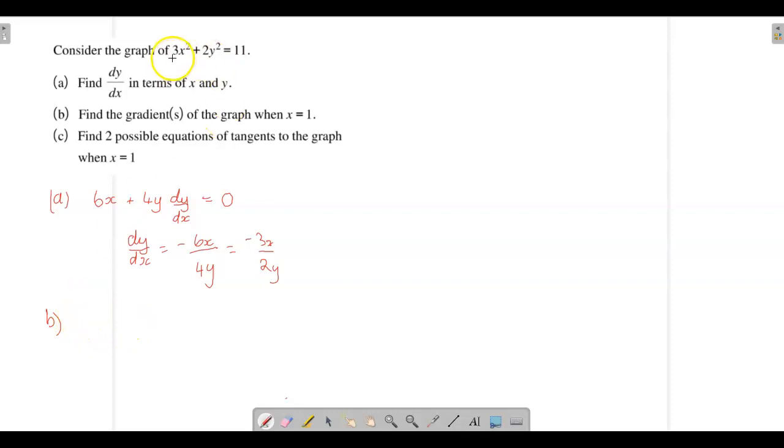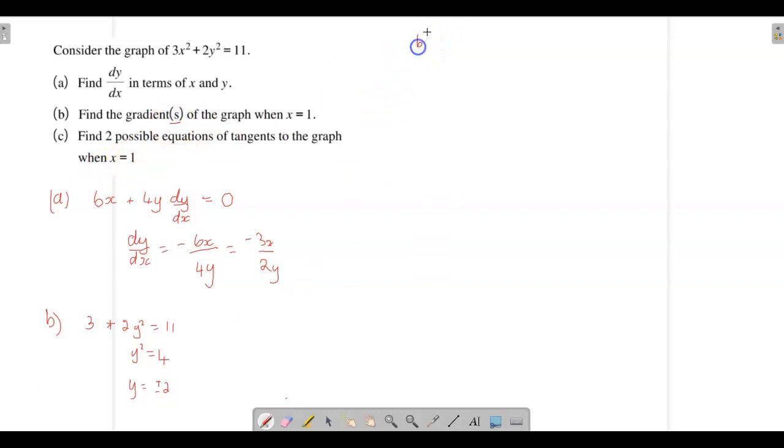So x is 1, so it becomes 3 times 1 squared, so that's quite easy, plus 2y squared equals 11. So let me rearrange this, and it's going to give me y squared. Take away 3 from both sides is 8. Divide by 2 is 4. So if I square root that, y is plus and minus 2. It does say gradients, so it's giving me a hint there that there's probably 2 answers.